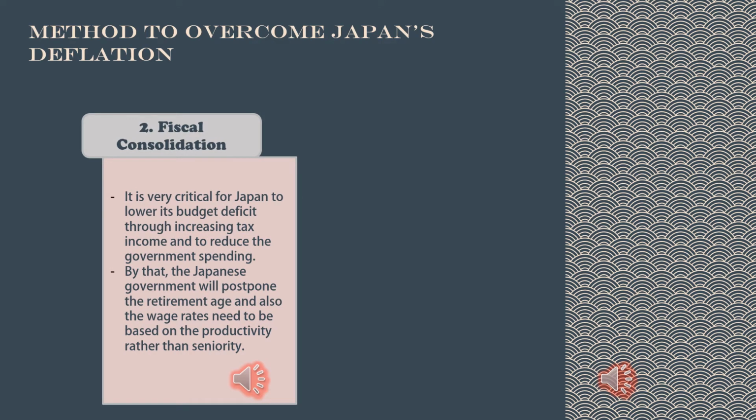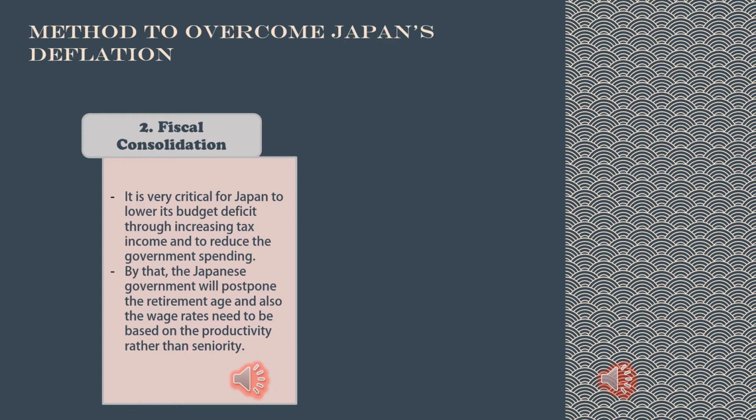Secondly, the fiscal consolidation. When the interest rate rises, the demand for government bonds increases. The government must finance its budget deficit regardless of the interest rate. As a result, in this scenario, it is very critical for Japan to lower its budget deficit by increasing tax income. Nevertheless, it is also very important for them to reduce government spending.